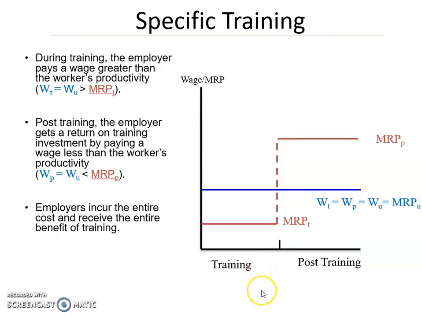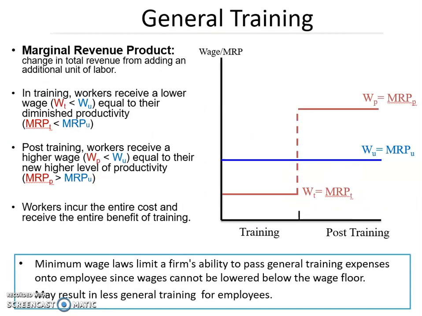So with specific training, the firm takes the training expense but gets the post-training returns. Whereas with general training, the worker takes the training expense but gets the post-training returns.